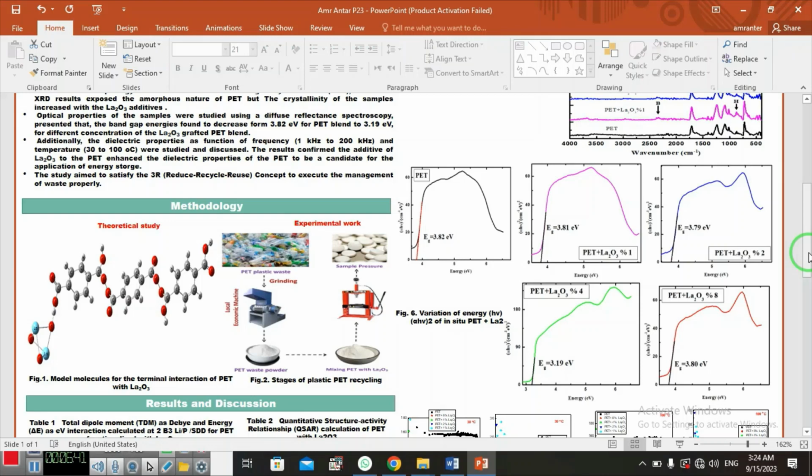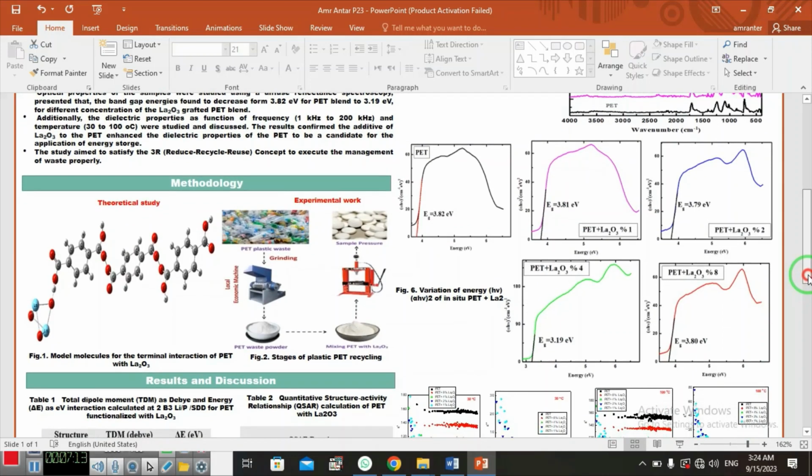Gap energy is calculated for pure PET and the nanocomposites. PET has only one direct band gap, which is equal to 3.82 eV as shown in the figure. Adding different weight percentages of La2O3 at 1, 2, 4, and 8 wt% to PET reduces the HOMO-LUMO band gap of PET from 3.82 to 3.19 eV. The displacement of the absorption edge and the decrease in gap energy with increasing content confirm the presence of an interaction between the La2O3 and the PET polymers.